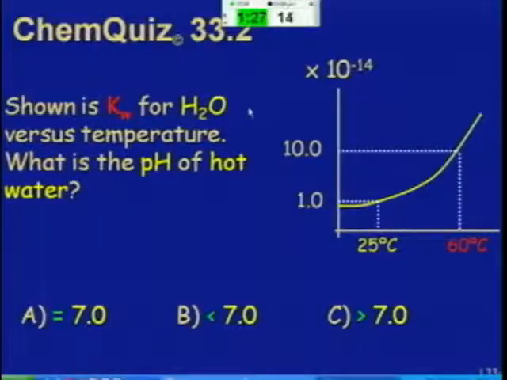What's going to happen? How do we calculate H3O plus concentration from Kw? How do we do that? How do we get H3O plus from Kw? And then, how do we get from a concentration to a pH? Negative logarithm of that number. That's what P means.